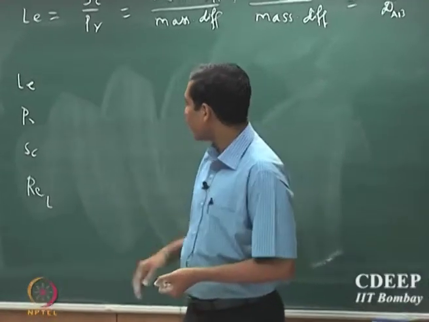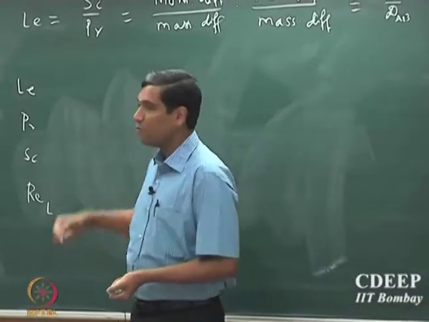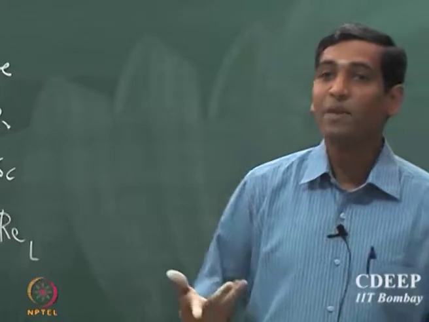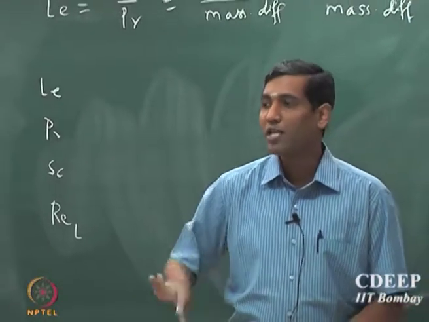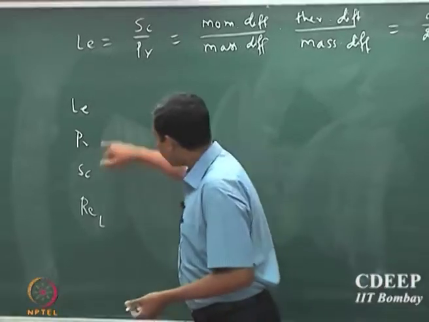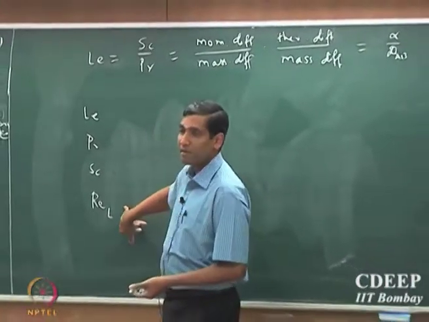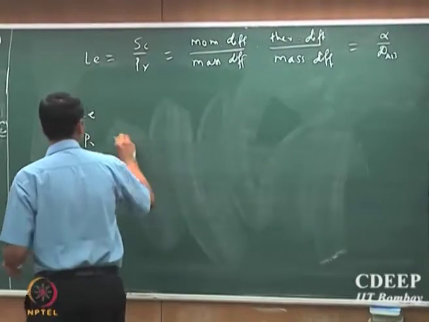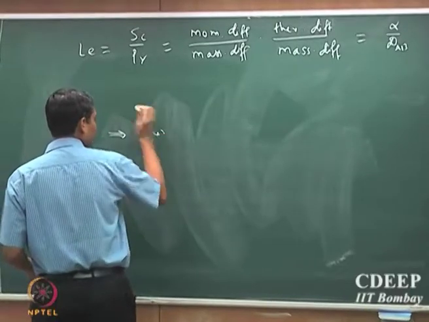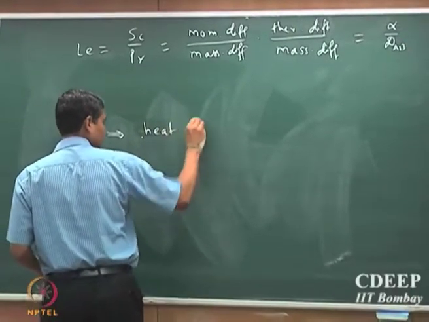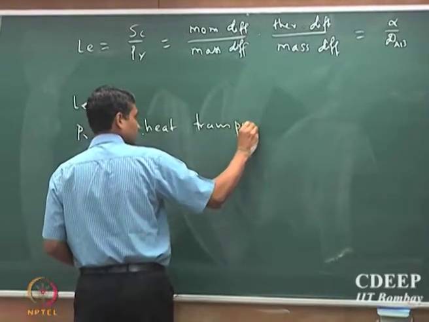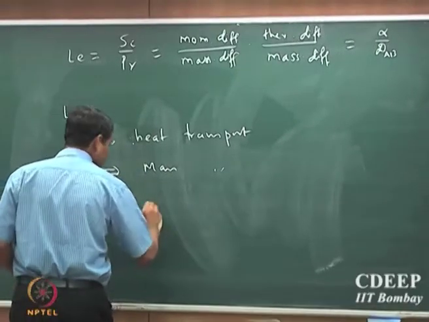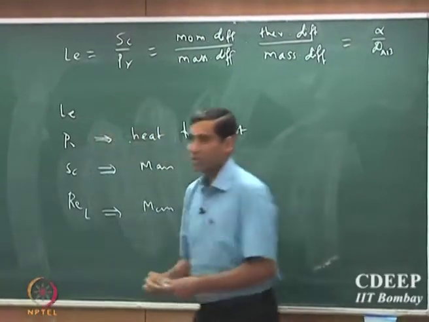So, you get a way by which you can compare all of these, which means that if you know one of them, if you know Reynolds number, there has to be some relationship between the heat transport and the mass transport processes. Each of these numbers, Prandtl, Schmidt and Reynolds number, independently characterize each of the transport processes. So, this characterizes the thermal transport or the heat transport processes. This characterizes the mass transport process, and this characterizes the momentum transport process.